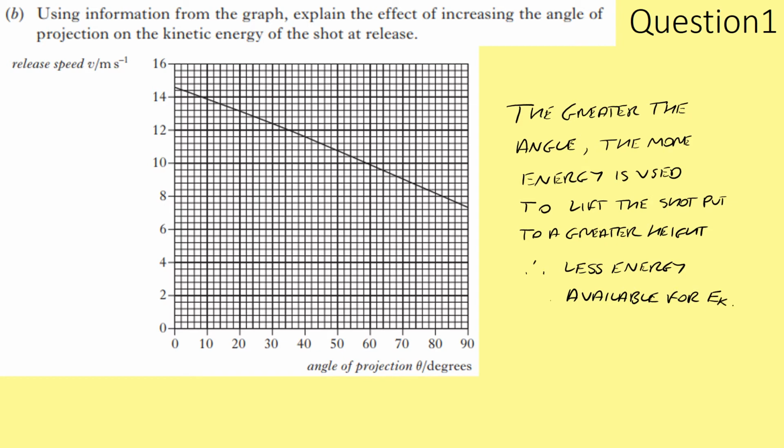And it kind of makes sense. The higher up you are trying to project the shot, the harder it's going to be in order to project it at velocity.